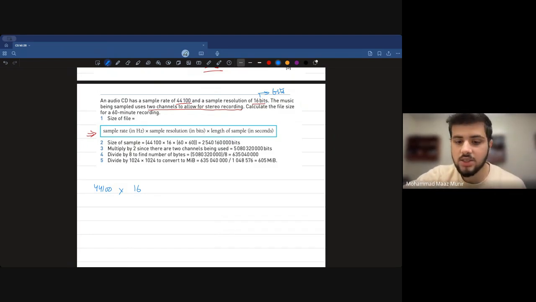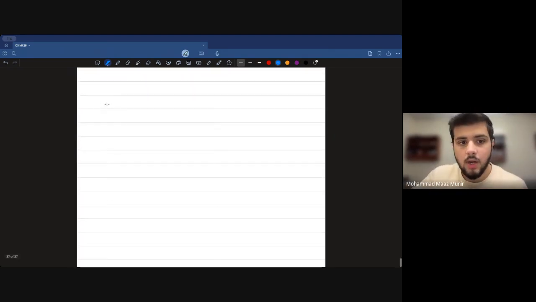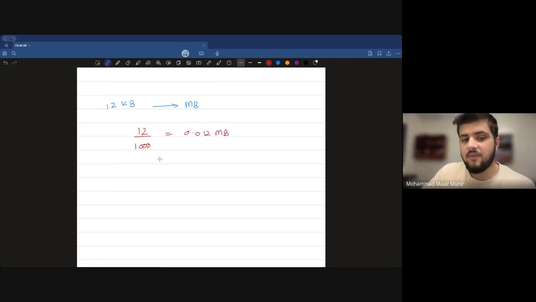So if your question is, sir, what if we have 12 kilobytes and we need to convert 12 kilobytes into megabytes? You just need to divide this by 1000. So 12 by 1000, you get the answer as 0.012 megabytes. And if it was kibibyte and you wanted to convert 12 kibibytes into, let's say, mebibytes, it would have been the same thing.